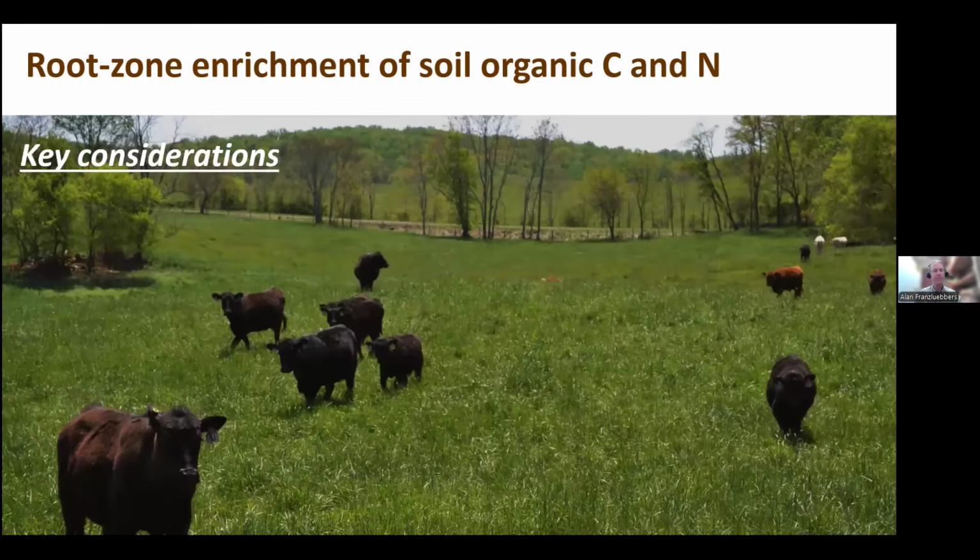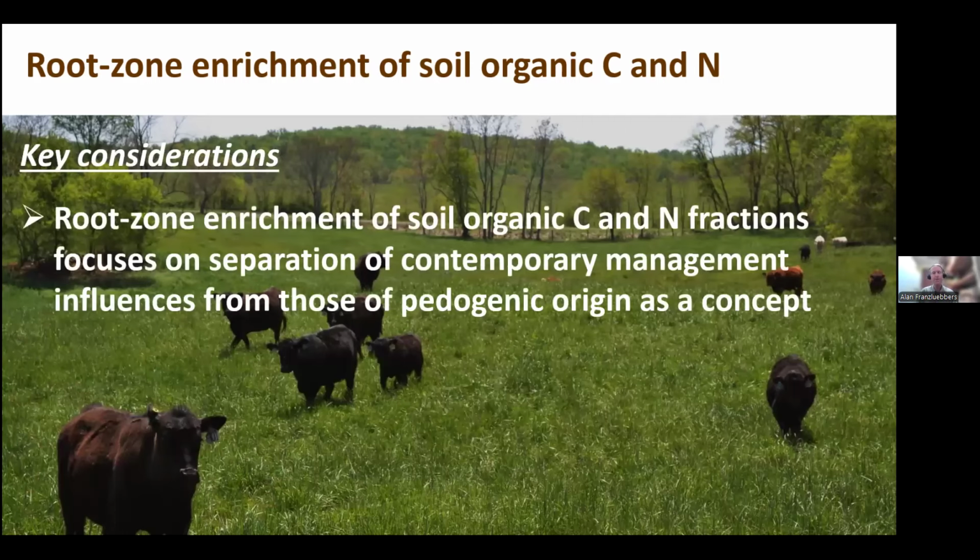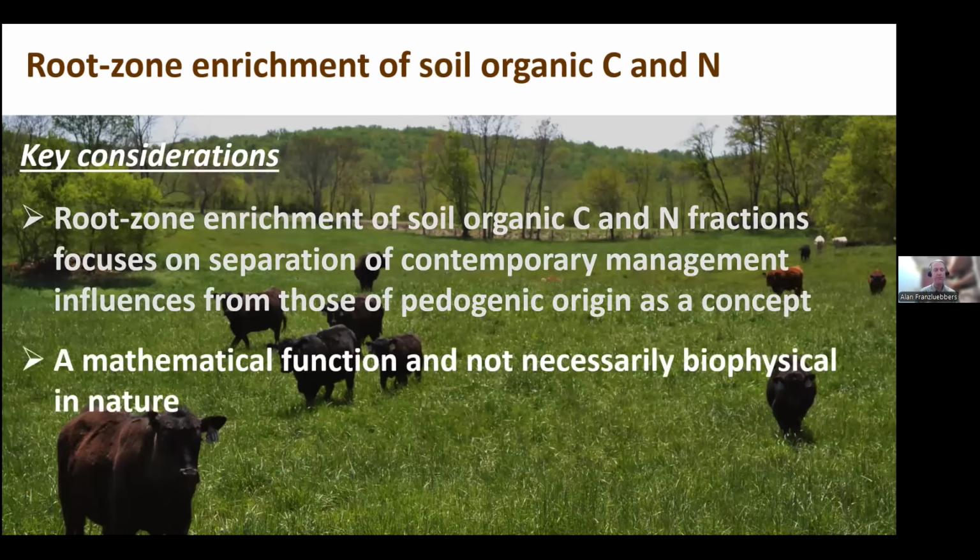All right, so there are some key considerations. Root zone enrichment of soil organic carbon and nitrogen fractions focuses on separation of contemporary management influences from those of pedogenic origin as a concept. And it's a concept right now that is getting populated with data. A mathematical function and not necessarily biophysical in nature. This is why it's an index, because I'm trying to describe natural processes with a mathematical function, and in general, it seems to work, especially under undisturbed conditions.